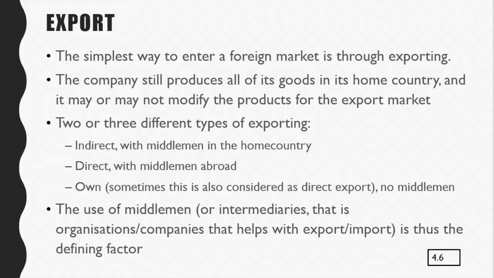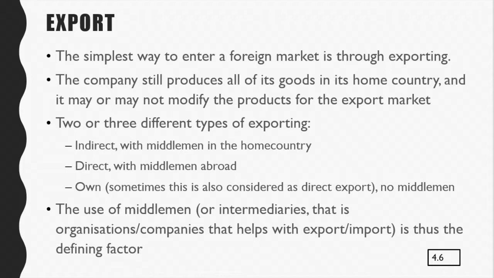And now we're talking about the mode of entry. The simplest way to enter a foreign market is actually through export. This is because the company produces all of its goods in its home country, and they might then sell the products as they are to the foreign market, or they might make some small changes to the product so that it's suitable for the foreign market. Generally this has been used by manufacturing companies when they are selling their products abroad.